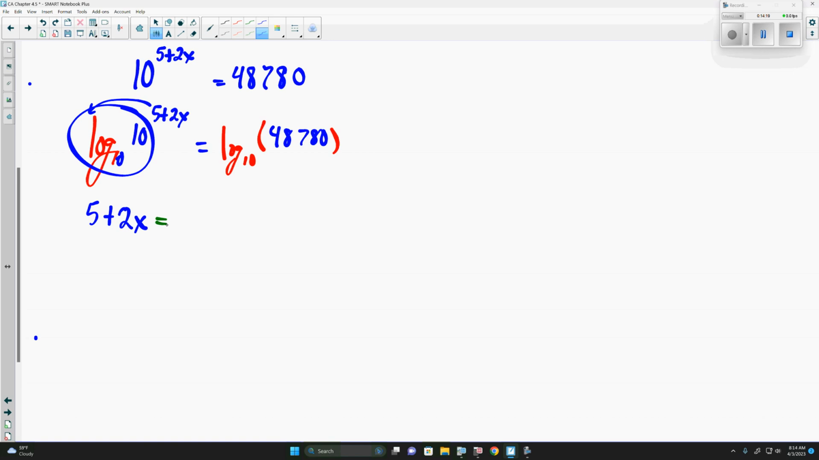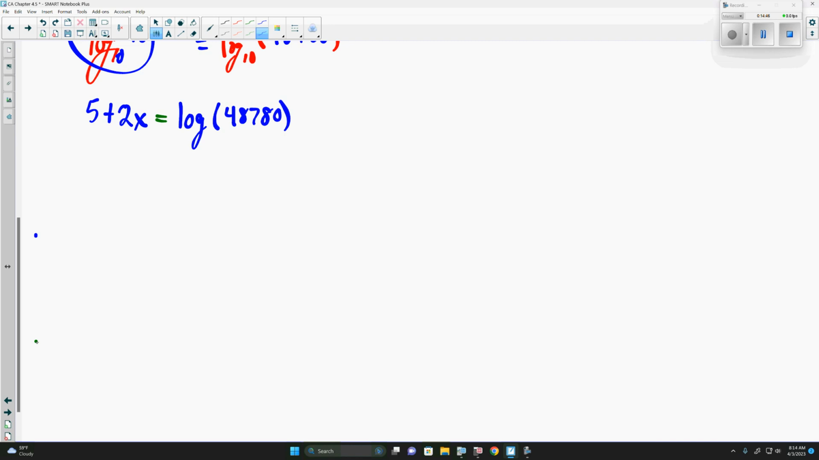Now, this one here is nice, because what is the common log's base? Well, the common log's base is 10, yes? Which means over here, I can just say that we're taking log of 48,780. I don't have to put the base. So with log, L-O-G, if the base is 10, we don't have to write it. It's understood. If it's natural log, the base is understood to be e. We don't have to write ln base e.